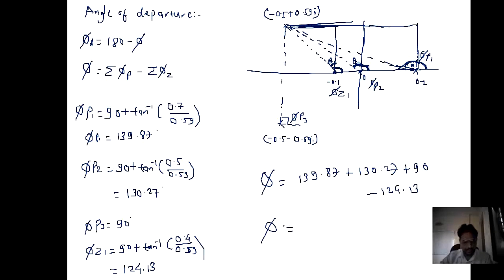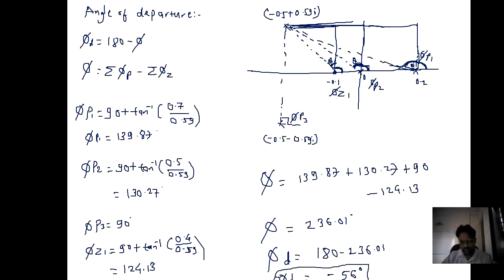So we will get phi as 236.01 degrees. This is phi, and phi d is 180 minus 236.01, so it is minus 56.01, approximately 56 degrees. So phi d is minus 56 degrees, and this is horizontal. Somewhere here we will get the angle of phi d.